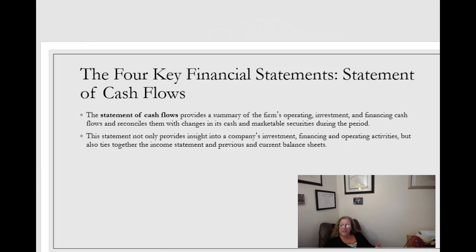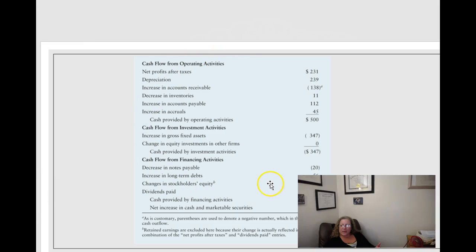So this is a statement of cash flows. We have cash flows from operating activities, cash flows from investing activities, and cash flows from financing activities. So basically a company looks at every transaction and they ask, was cash involved in any way? And then they categorize it into one of these three categories. It's either an operating activity, an investing activity, or a financing activity. And then you just total everything up, and you will get your net increase in cash and marketable securities.